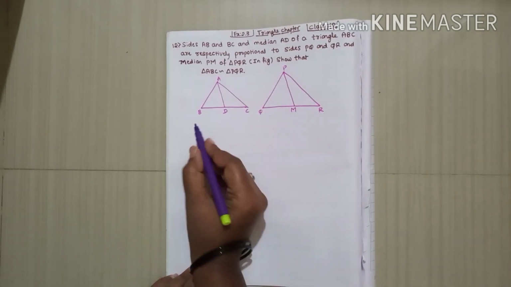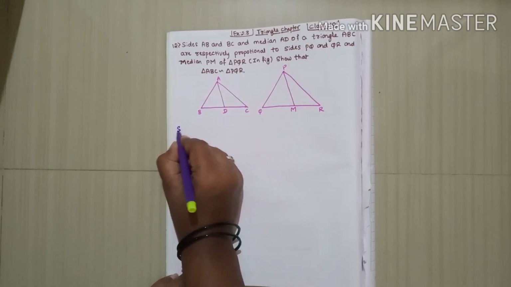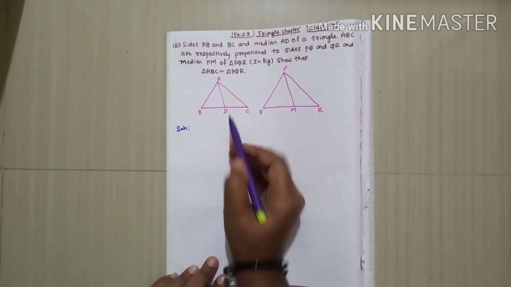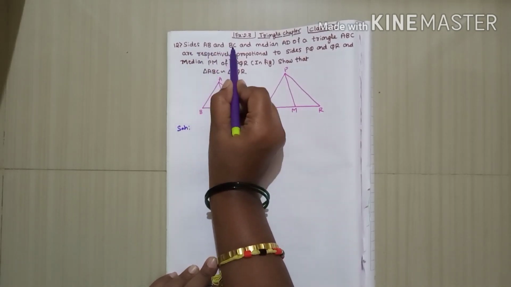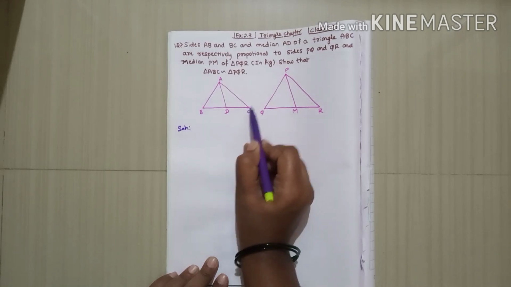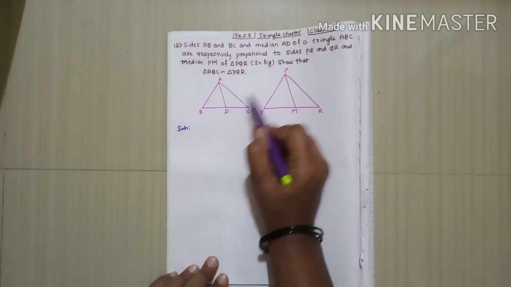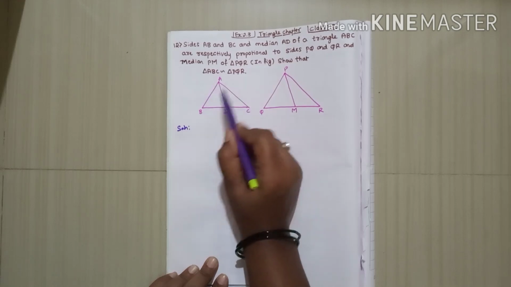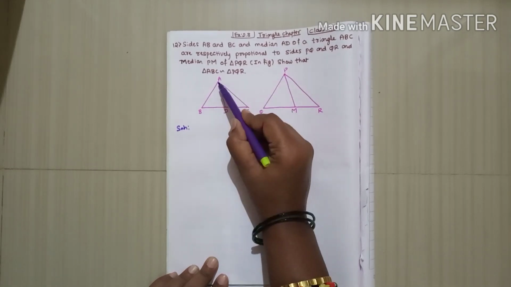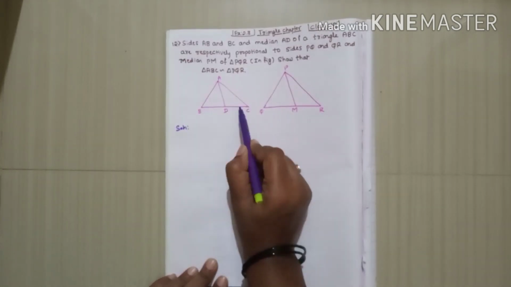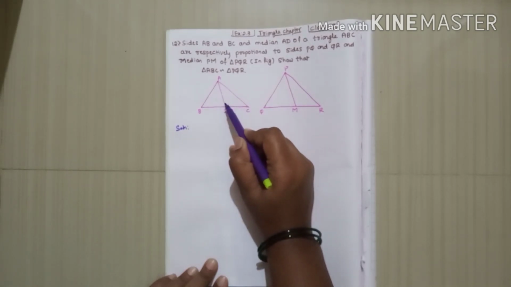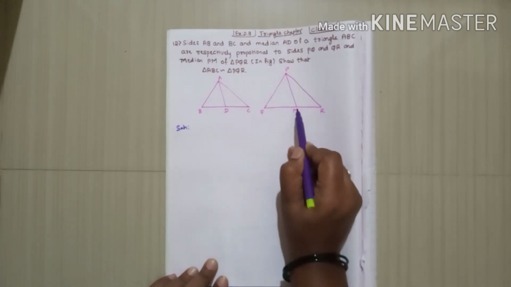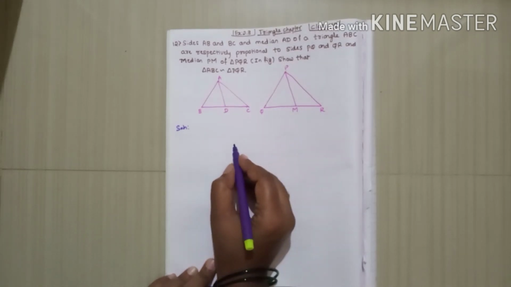Here what they have given, that one we'll see first. Solution we'll see, and what they have given. Here they have given the diagram also, triangle ABC and PQR. They are saying sides AB, BC and median AD of a triangle ABC are proportional to PQ. Means AB is proportional to PQ, BC is proportional to QR, and AD is proportional to PM in a triangle PQR, they are saying. So what they have given here, that one we will write first.